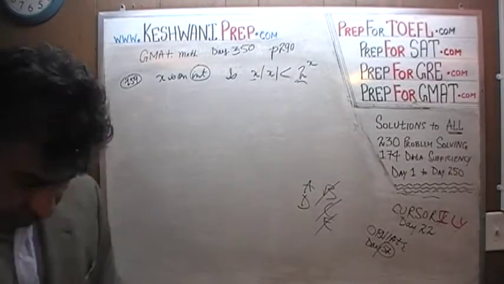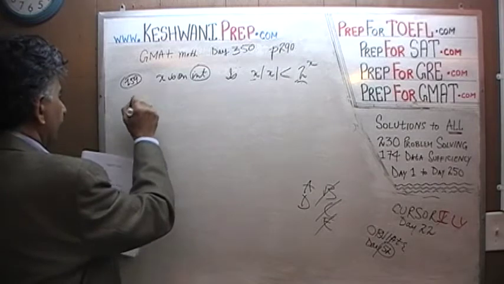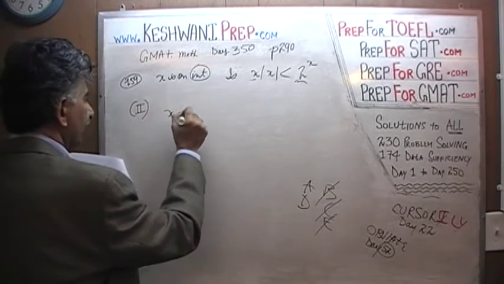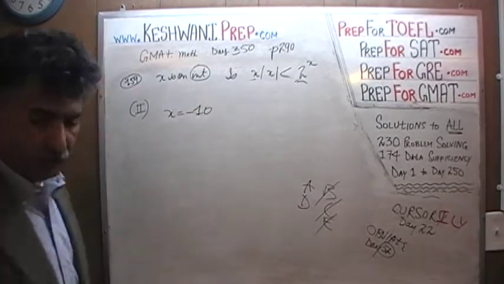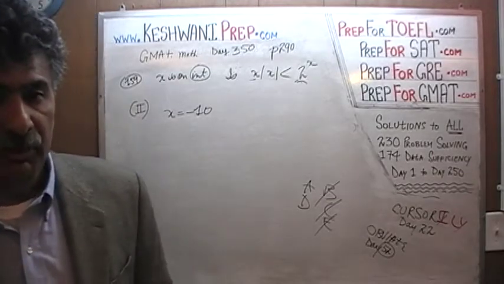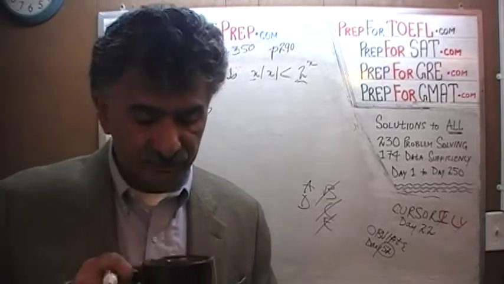In the second statement, well, there you go. In the second statement, it's also very obvious. Look, in the second statement, they go on to tell us that x is negative 10. Now, you don't have to make your life miserable. You don't have to make your life complicated. You don't have to waste your time unnecessarily during the exam.